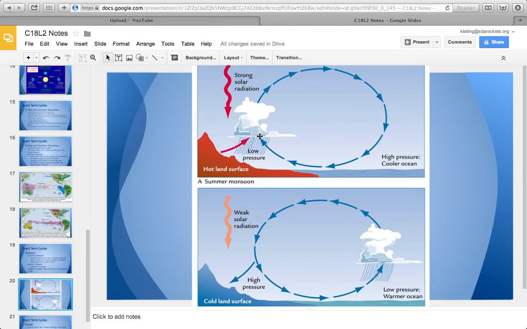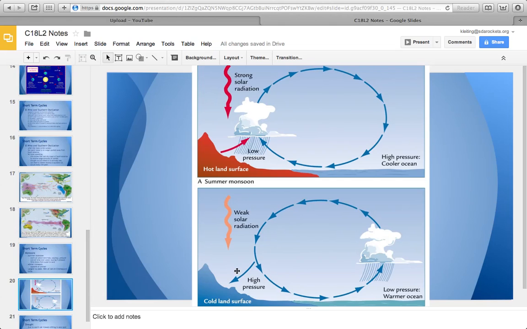So here's what we're talking about. We have this circle going, and again, this looks a lot like sea breeze, and it kind of has the same effect. What happens is that during these summer monsoons, this wind comes down and picks up a lot of moisture over the water, and as it moves towards the land, which is hot, the air rises. When it rises, it condenses, and then we drop a lot of rain.